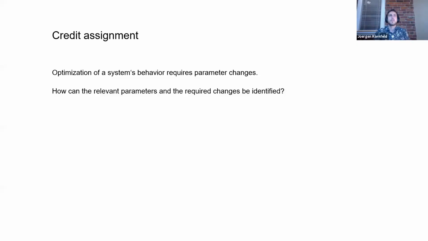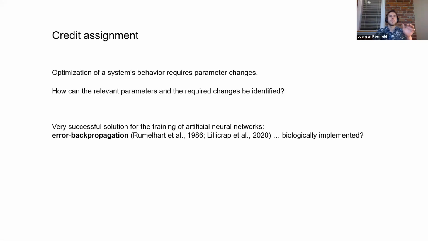So let me first talk about what I mean by credit assignment. This is actually a very general problem. When you want to optimize the behavior of a system, you have to find the relevant parameters that need to be changed, and you have to understand how to adjust these parameters. A very successful solution for this problem is, as we all know, the error backpropagation algorithm, which is already pretty old, but incredibly successful with its many variants.